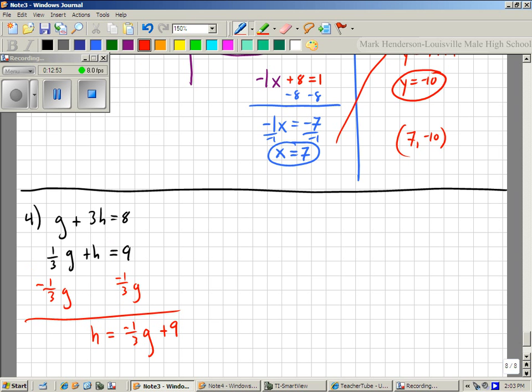So hopefully you're not freaked out by subtracting fractions from a side, but really, you just do it the same way you do numbers. You just move both numbers over. Okay? I'm going to put that back into the first one. So g plus 3 times negative 1/3 g plus 9. That equals 8.